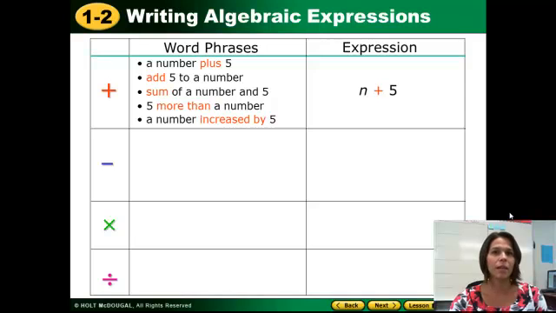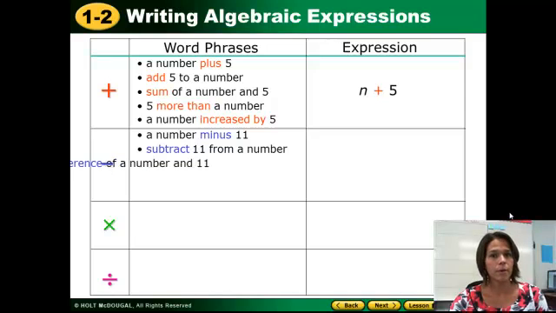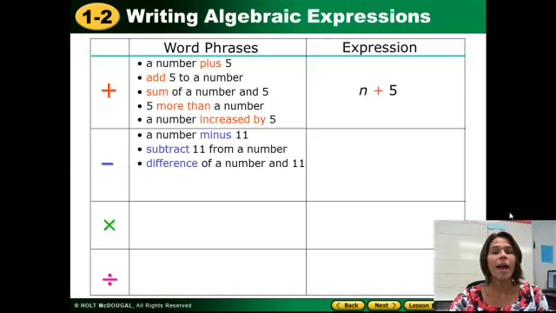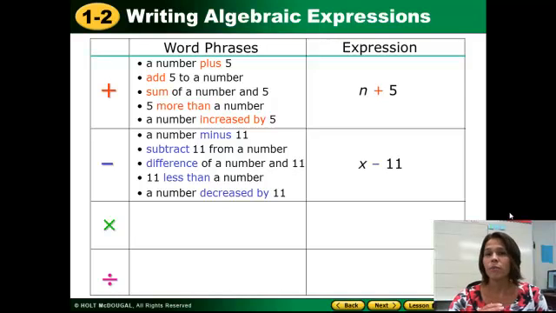For subtraction, because order matters, we're a little bit more limited, and it's important how you state these things. So a number minus 11, subtract 11 from a number, difference of a number and 11, less than a number, and finally a number decreased by 11. All of these are represented by x or some variable minus 11. If we had changed the order or used different words, our expression would look different. So we need to be very careful with our wording with subtraction.